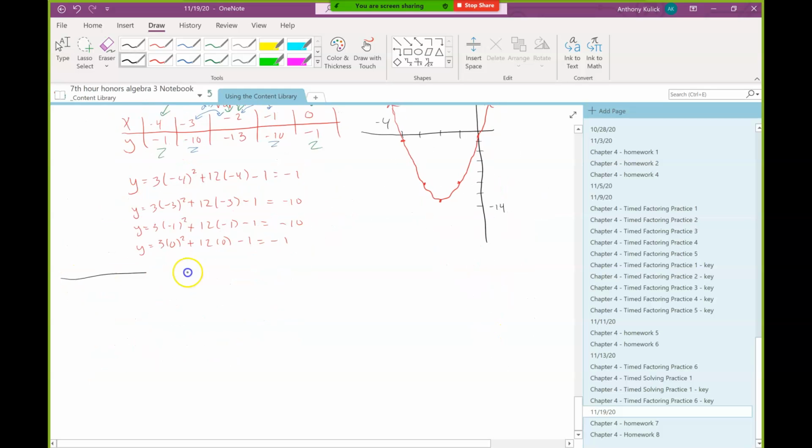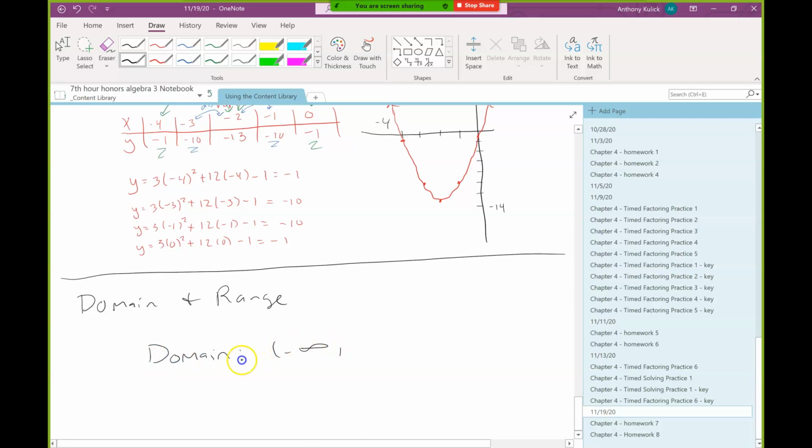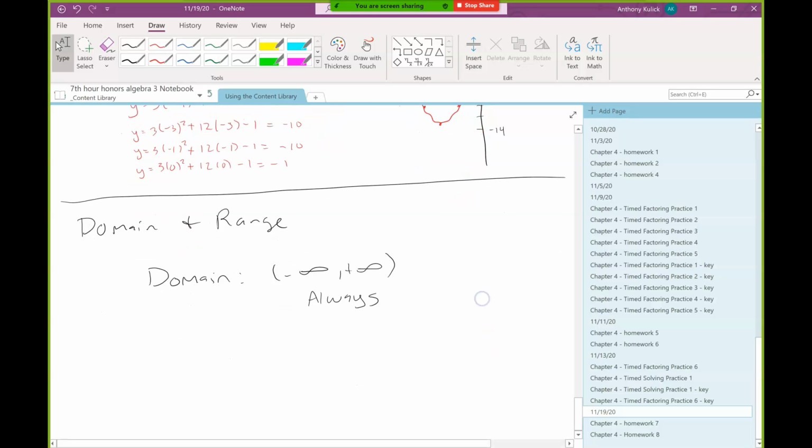Which leaves one final graphing topic to talk about, domain and range. The domain is lovely because the domain for all quadratics is the same. It's negative infinity to positive infinity, which is awesome, right? We love it when that happens, when the domain is always one thing. That makes it very easy to make sure we get that right. The range, though, is not always one thing, but it's always one of 2 things.